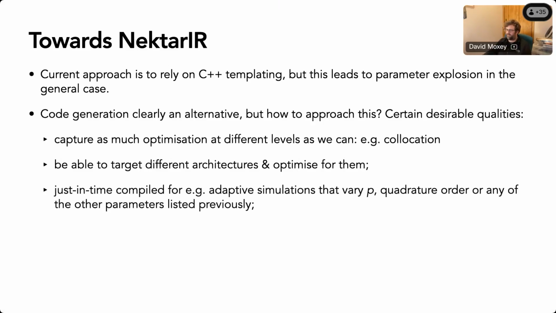We're quite keen to have this just-in-time compiled. So if you're running a big adaptive simulation where you might be changing a whole bunch of these parameters on the fly, it's very useful to be able to just fire off a request and get a function that you can then call to evaluate those operators, without having to go away and wait for a compiler somewhere to spit out the solution, write it to disk, load it back up, and so on. So we're quite keen for this to be just-in-time compiled.